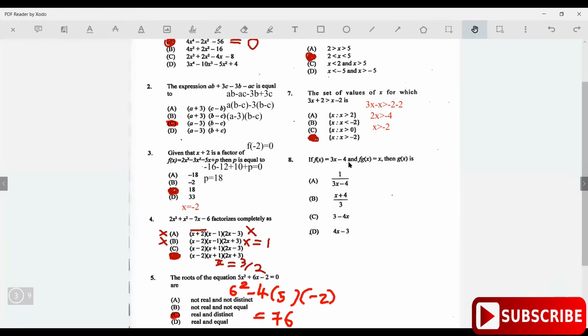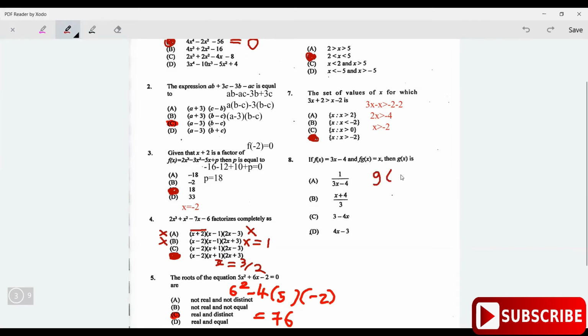Question 8. f of x is 3x minus 4. If f of g of x is equal to x, then what you need to know is that g of x is equal to f inverse of x. That is what this question is telling you. If f of g of x is equal to x, then g of x is equal to f inverse of x.